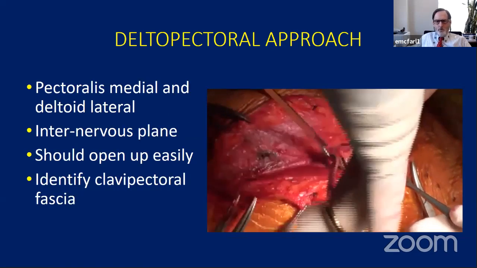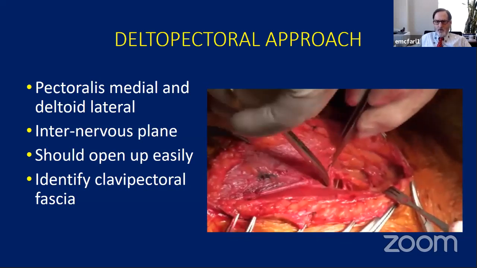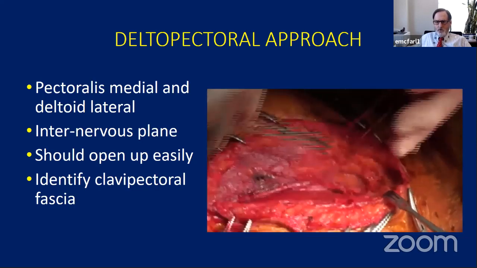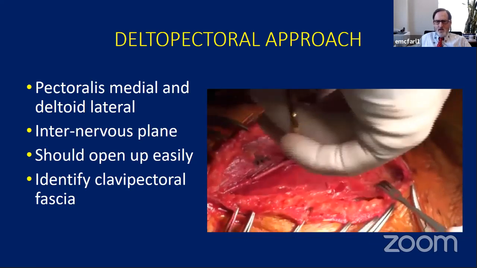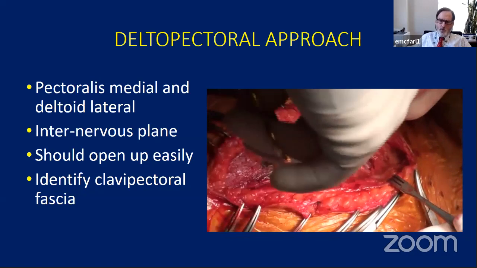So you want to develop the internervous plane. Again, here we are finding the vein there. I'm going to take it lateral, but you want to find the coracoid. And the key thing is don't go past the coracoid, because if you go past the coracoid, the next thing you're going to find is the brachial plexus.